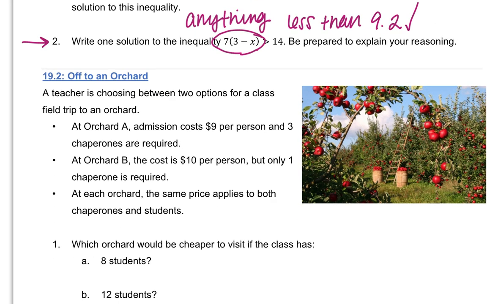So for now, we're going to look at 19.2, and we have a teacher choosing between 2 options for a class field trip to an orchard. At Orchard A, admission costs $9 per person and 3 chaperones are required. At Orchard B, the cost is $10 per person, but only 1 chaperone is required. At each orchard, the same price applies to both chaperones and students. So which orchard would be cheaper to visit if the class has 8 students?